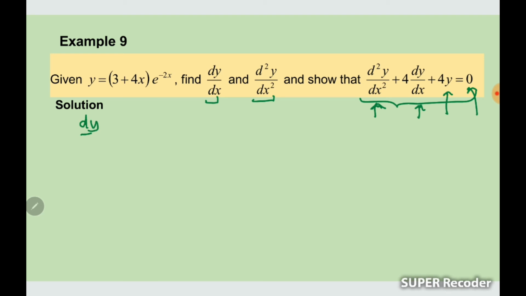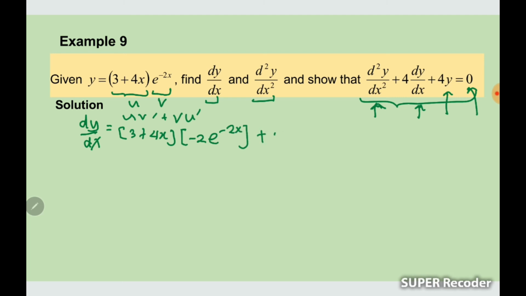Differentiate y to get dy dx. Okay, the first term is u, and the second term you can let as v. So now, what is u? u v prime plus v u prime. u is 3 plus 4x. v prime is negative 2e negative 2x plus v e negative 2x. u prime is 4.